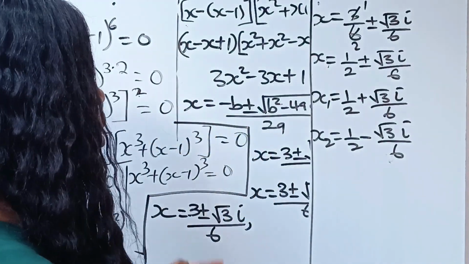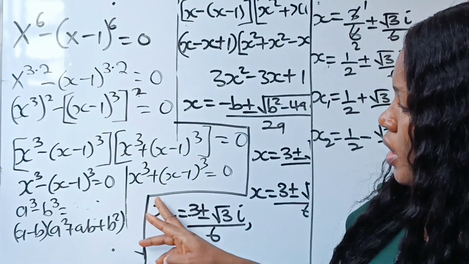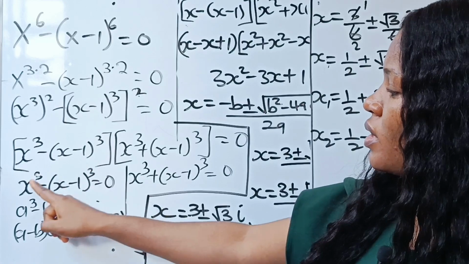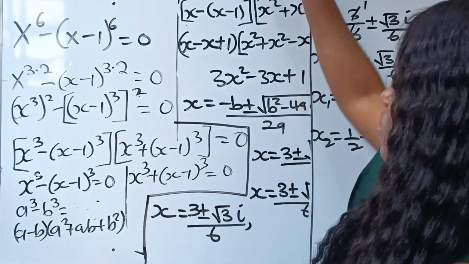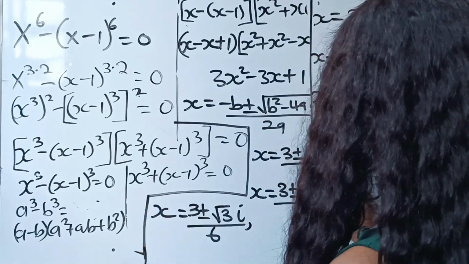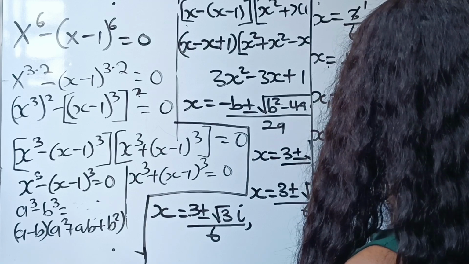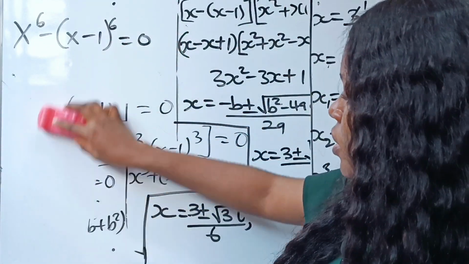Now recall that all this while, all we've been solving is this particular one. So let's now solve this second part of the whole thing. So I'm going to copy it out. It says that x to the power of 3 plus x minus 1 to the power of 3 is equal to 0. Now I can delete all this because I don't need them anymore.